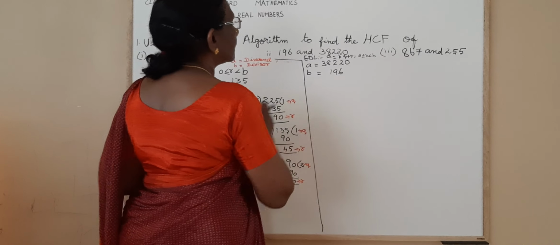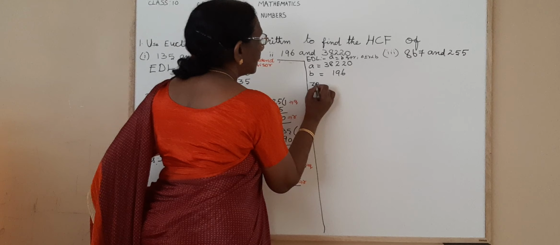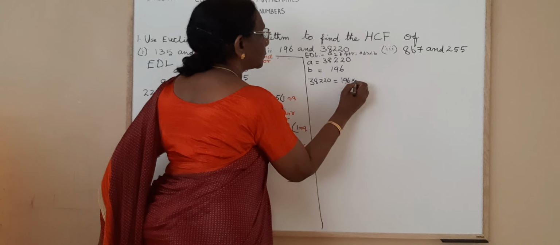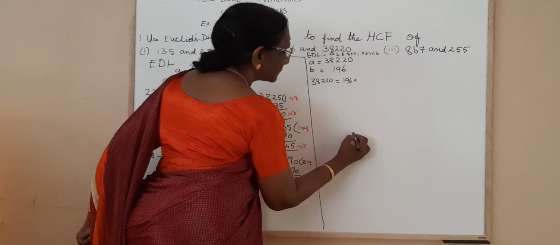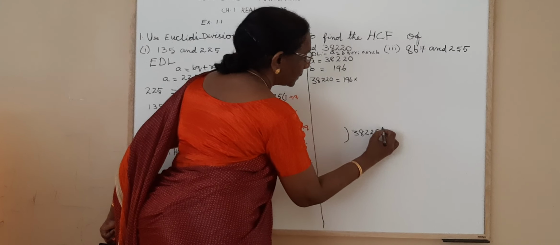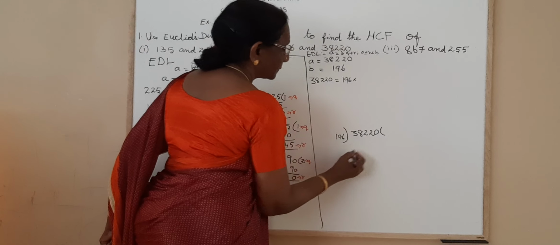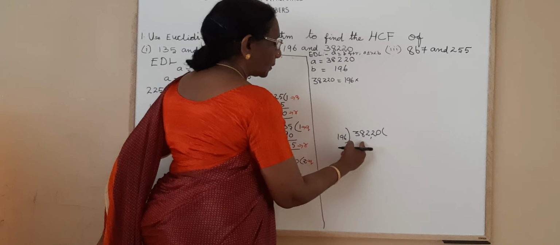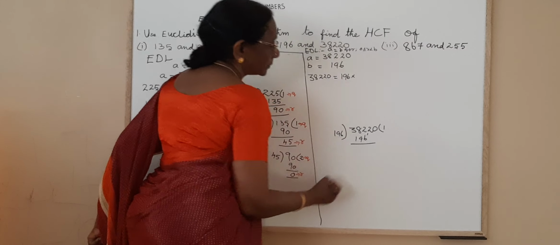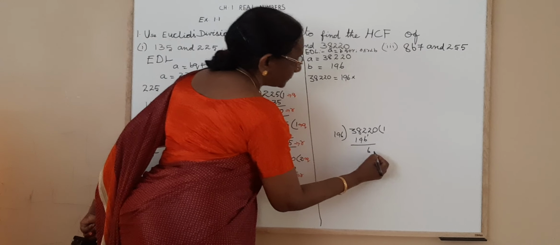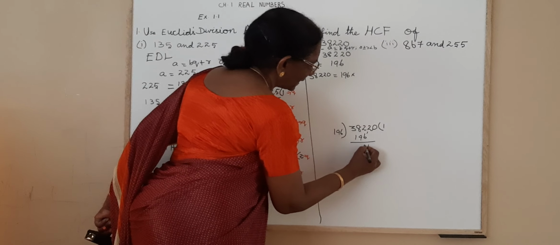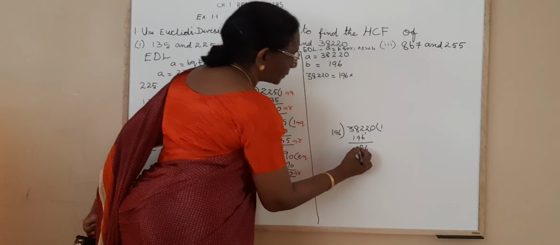Now you are going to write this in the form of A is equal to BQ plus R. 38,220 is equal to 196 into. Now let us divide 38,220 by 196. You take 382, it goes one time. So 196, 12 minus 6, 6, 7, 17 minus 9, 8, 2 minus 1, 1.